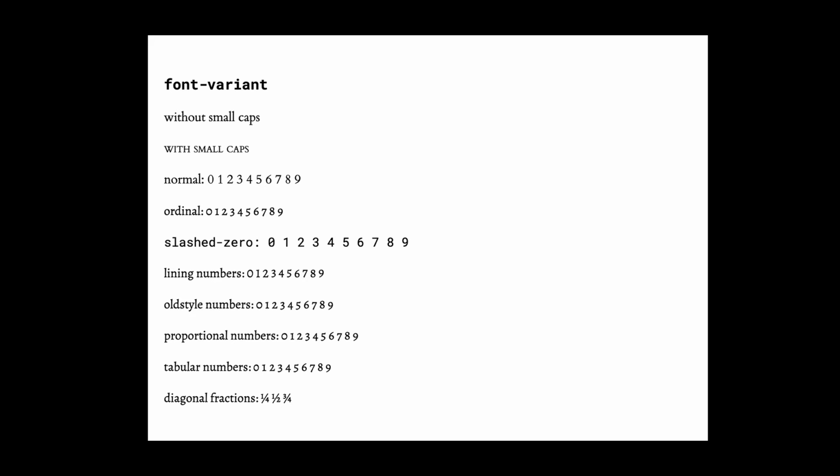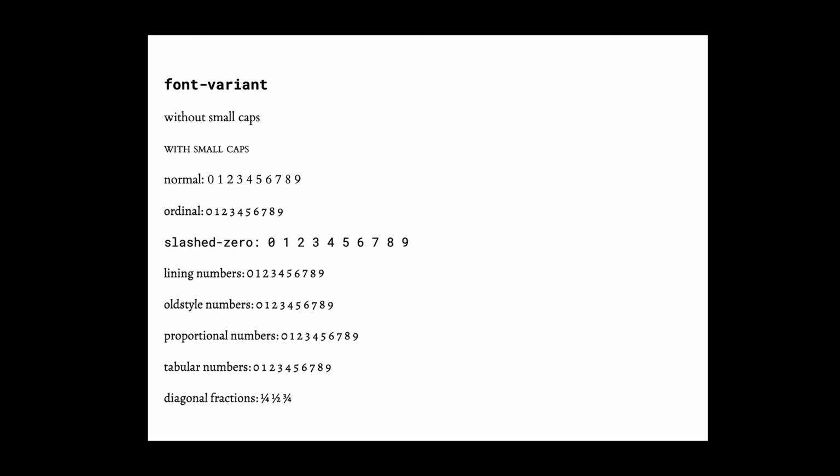We can see that the slashed zero in Rubik Mono is more clear than a zero that would be with Alegreya without the slash. That could be mistaken for an O, for example. With lining numbers, you see that the numbers sit on a baseline, while with old-style numbers, you can see that the numbers, some of them, descend below the baseline.